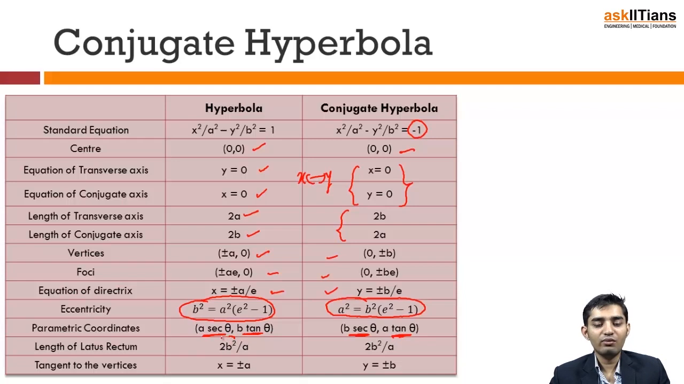Okay. Length of latus rectum will be 2b square by a in case of hyperbola, and here it should be 2a square by b. Swap a and b again, right? So in this case the length of latus rectum will be 2a square by b, right? And similarly here also again swap x and y, so you will get the tangent at the vertices also, right? So you just have to remember that you have to swap x and y and you have to swap a and b to get everything in case of conjugate hyperbola, right? All this you can find out.